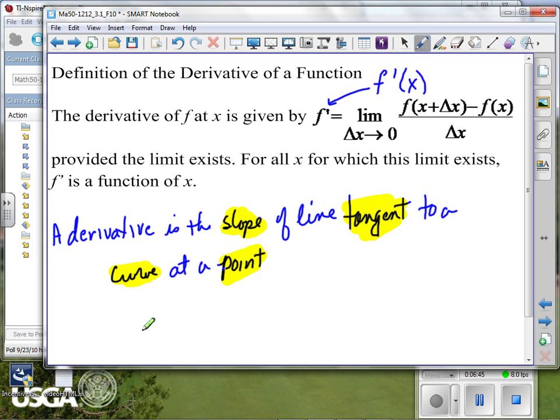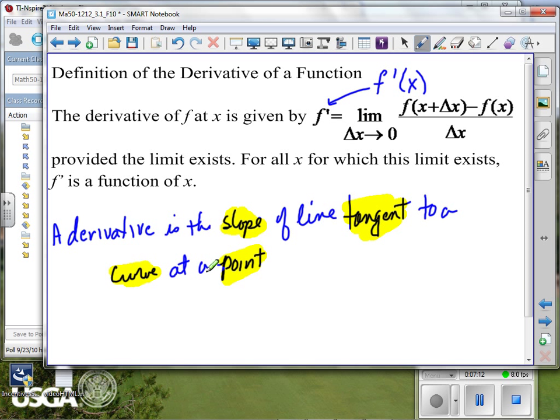Now, when you find slope, what do you need in order to determine the slope of a line? Two points. If I only have one point on the curve, I've got a problem, okay? And that's where the limit comes in. We are only able to use one point, the point of tangency, but we're going to be bringing a second point as close to that first point as possible, and that's where the limit comes in.